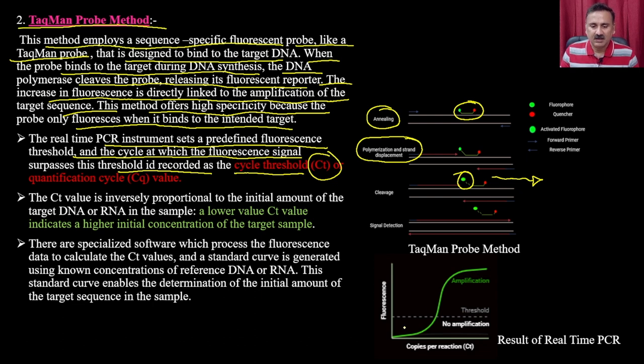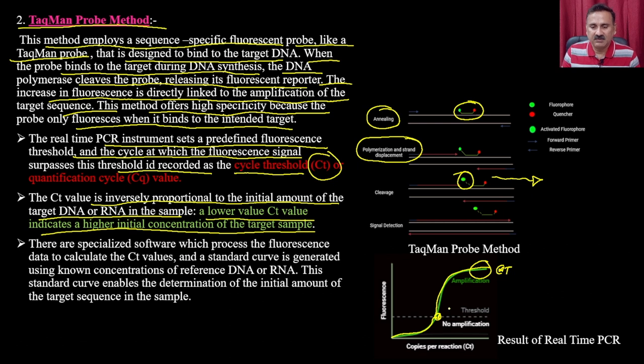You are going to see the increase in the fluorescence signal, and then it reaches the threshold, right? And then it goes and reaches saturation. The point where it crosses the threshold is called the cycle threshold, or the CT value. So this is going to be the maximum fluorescence it is going to achieve, right? And the CT value is inversely proportional to the amount of target DNA or RNA in the sample. Lower CT values indicate a higher concentration of the target in the sample. This means when it reaches this threshold, it is going to reach this point.